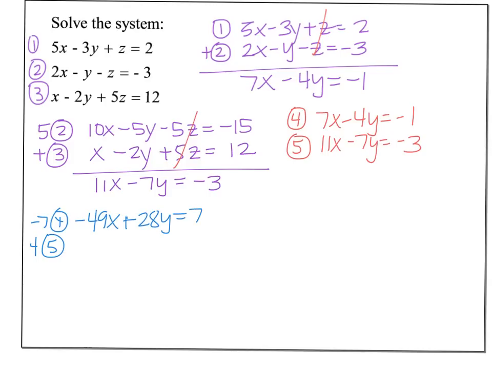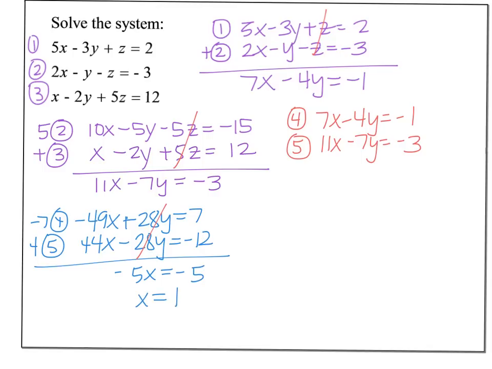And then when I multiply the 4, I have 44x minus 28y, and that equals negative 12. And now all I have to do is add them up. I see that my y's cancel, and so I'm left with a negative 5x, and that equals a negative 5. So x has to equal 1. That's awesome. We already know one variable, so now we have to do it just like normal.